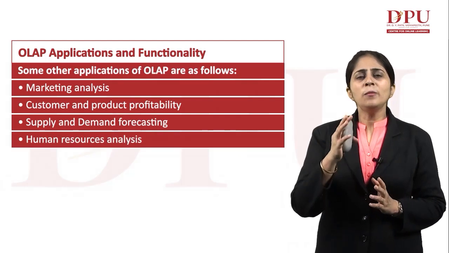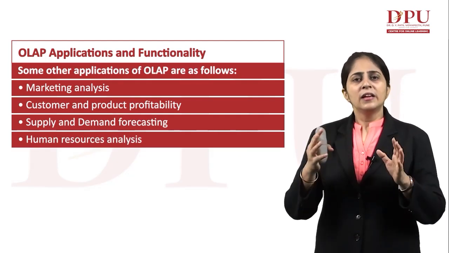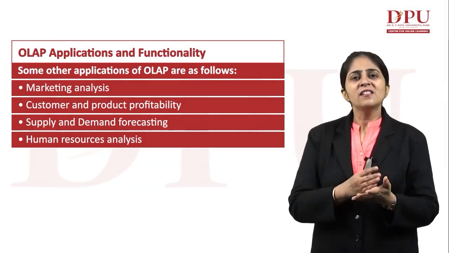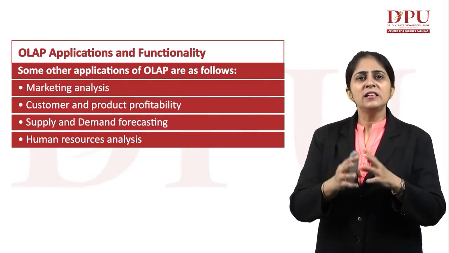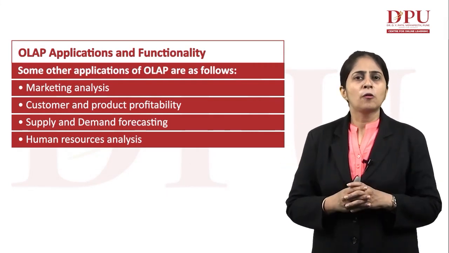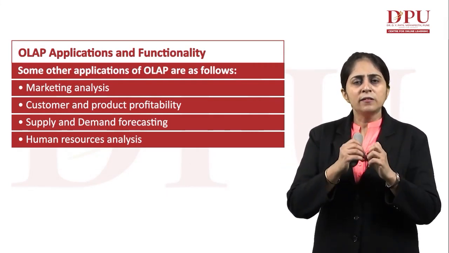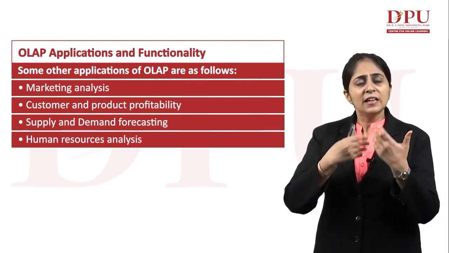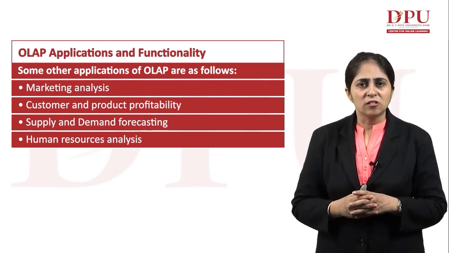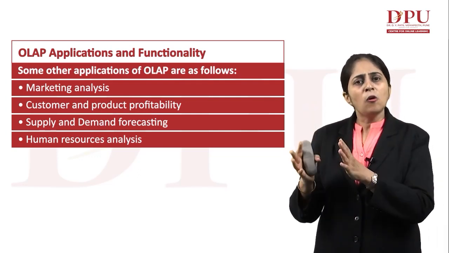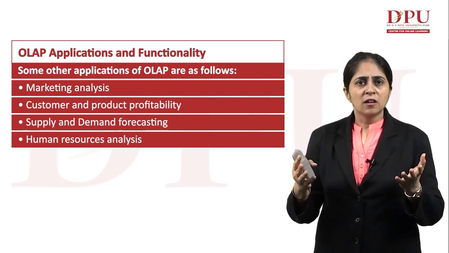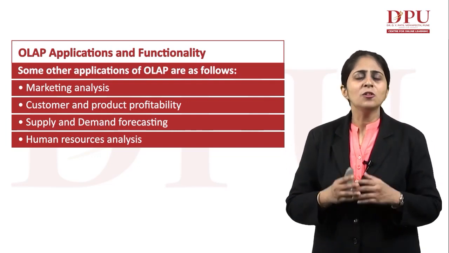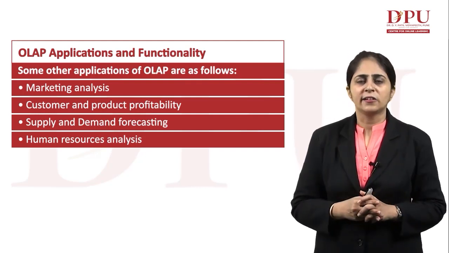The human resource analysis. In any organization, there are a number of humans that are working. Now, HR analysis is about in which field a particular person can be made fit, so that he can give more and more benefit to the organization. And for doing all kinds of analysis on this, we can use our OLAP. So for human resource analysis also, we can use our online analytical processing.